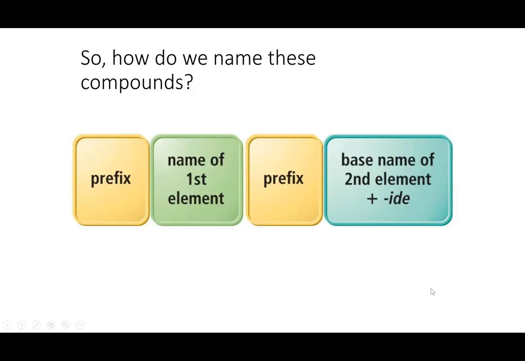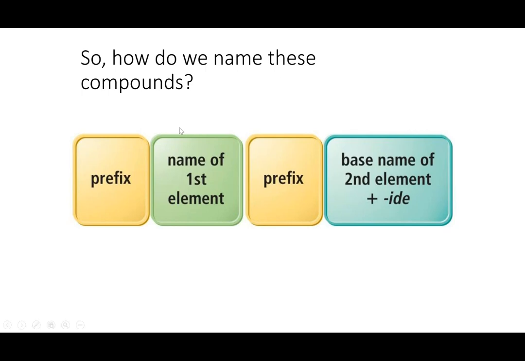So what we see here is our rules for naming covalent compounds. The green box and the blue box should be familiar. In the green box, we're just going to write the name of the first element. We don't touch that. We don't change it. In the blue box, we're going to write the base name of the second element plus IDE. So that should feel very familiar from ionic. So oxide, fluoride, chloride, bromide. We're very familiar with those already.